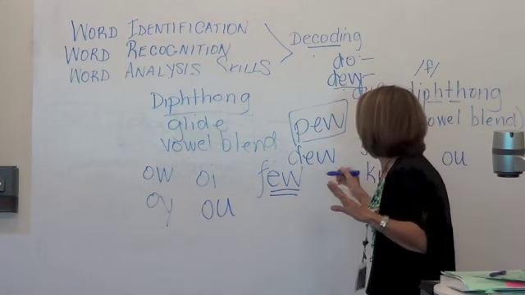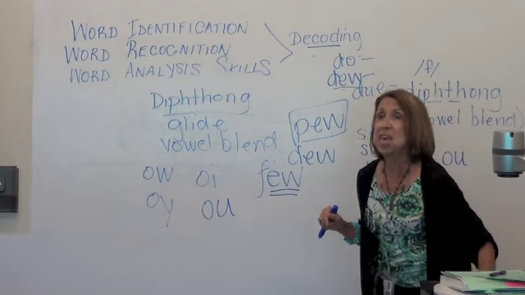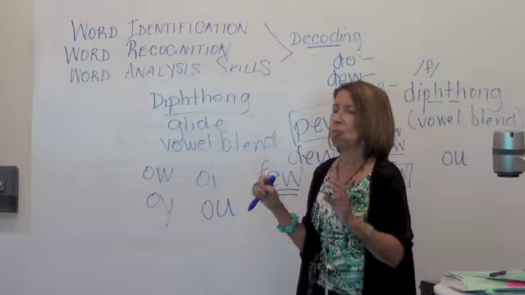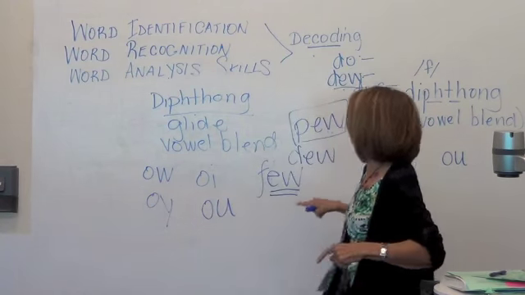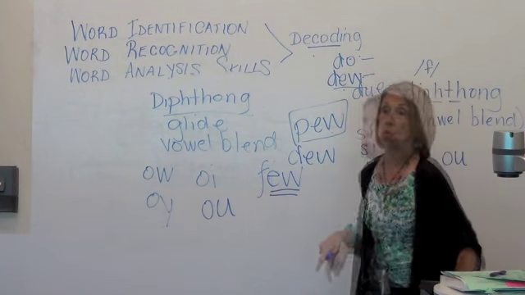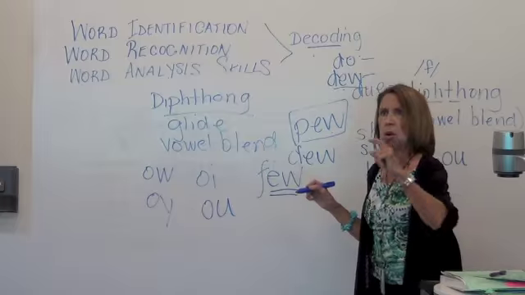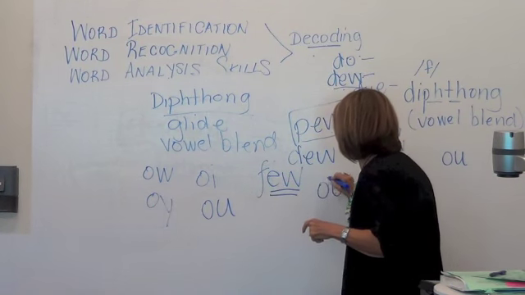Do you hear the same sound that you do in few and pew, when the EW says EU? And when you're counting sounds, remember you have to over enunciate. But everybody can hear, right, that few and pew have a different vowel sound than do. What vowel sound is that? We talked about it in the last class. The double O. The long double O, right?